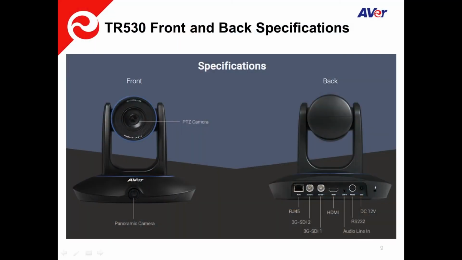So a quick overview of the camera. The front of the camera, we have the PTZ lens and the panoramic lens. For wide area tracking, both lenses are used, one for face, one for motion. For stage, it is based mainly on motion, so the panoramic. And then segment is also more motion.